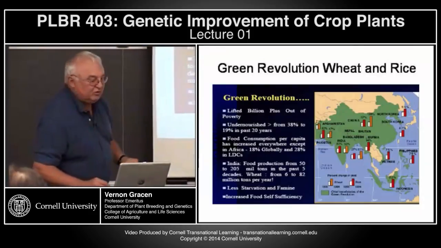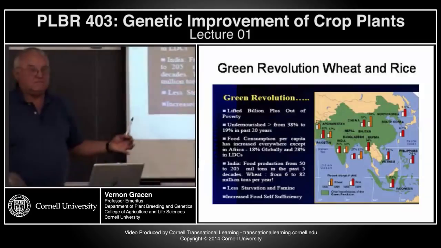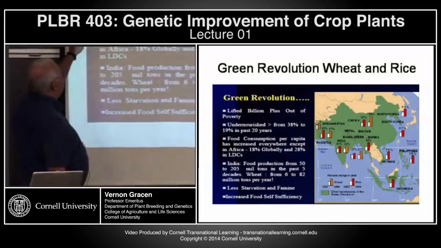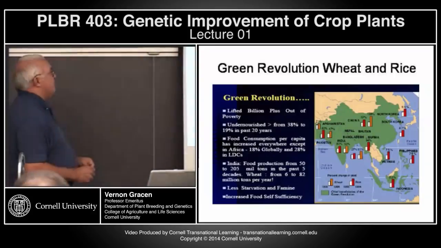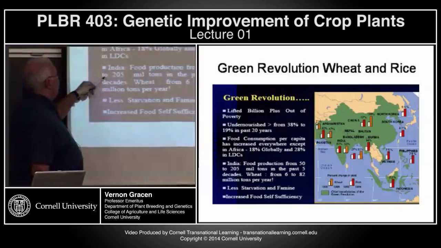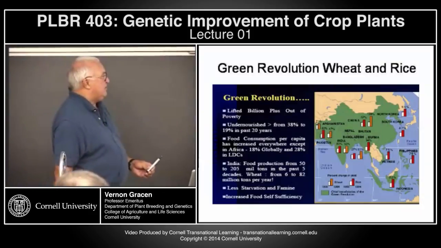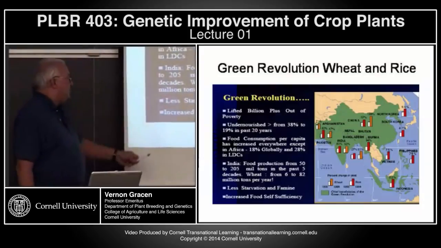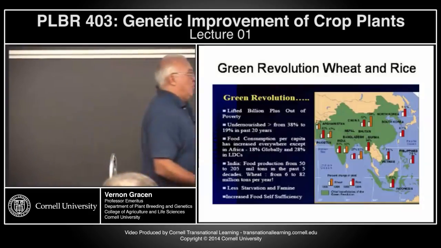So the Green Revolution in itself lifted billions of people out of poverty. Well, it did. It changed the undernourished rate from 38% to 19% in a 20-year period. Food consumption per capita was increased everywhere except in Africa. Food production in India went from 50 to 205 million tons over 5 decades. Wheat from 60 to 82 million tons per year. So there was less starvation and famine, increased food sufficiency.